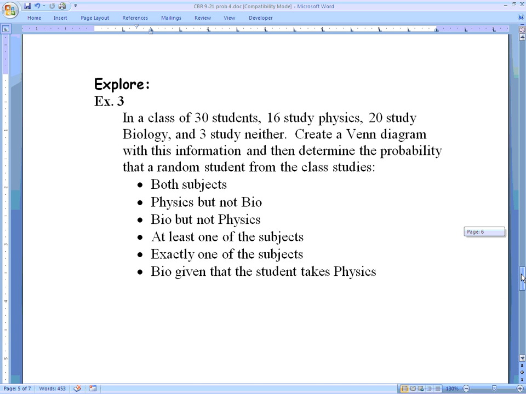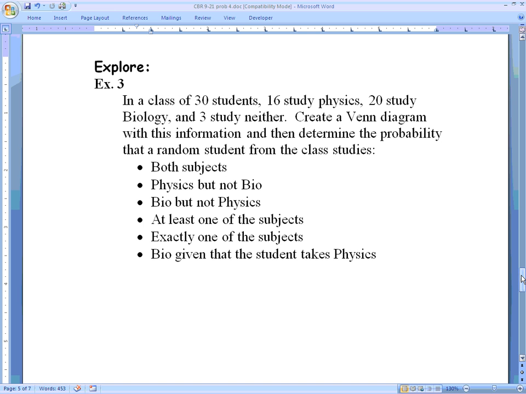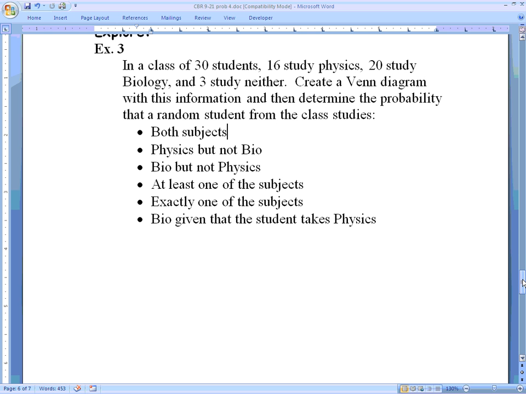Our last example, a little bit more challenging. This time we're looking at different classes. We have a class of 30 students, or different subjects anyway. 16 study physics, 20 study biology, and 3 study neither. Our universe is, again, 30 students. Create a Venn diagram with this information and then determine the probability that a randomly selected student from the class studies the following.